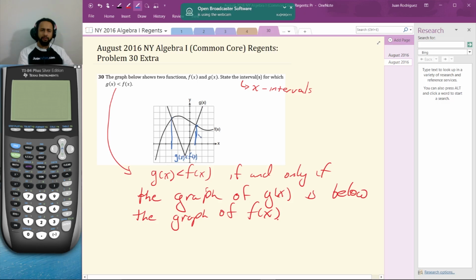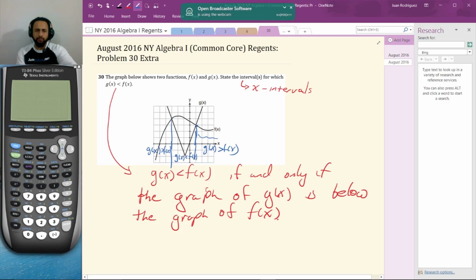And here, the graph of g of x is above the graph of f of x. So g of x is greater than f of x, I should really write that below. G of x is greater than f of x. And here also the graph of g is above the graph of f. So g of x is greater than f of x.